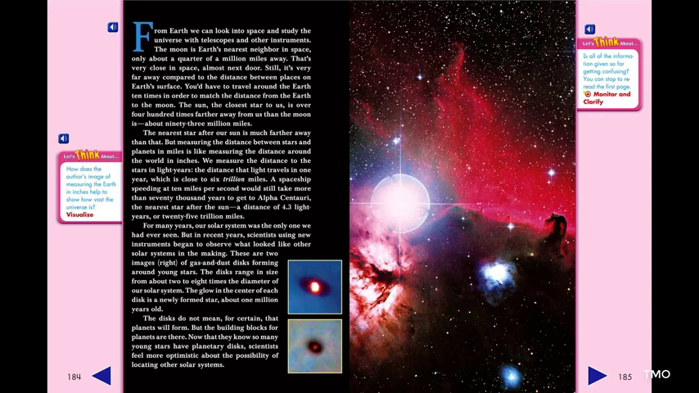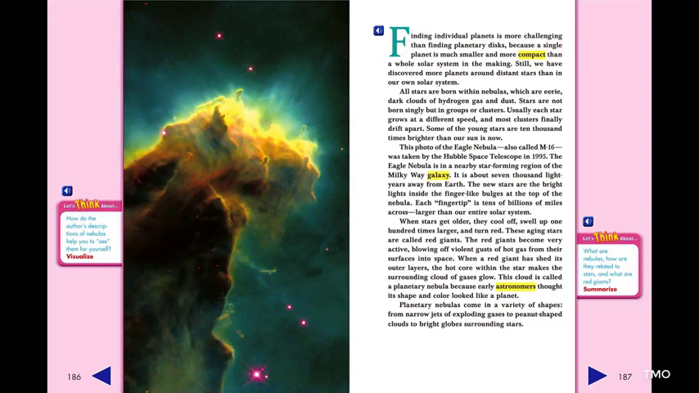Now that they know so many young stars have planetary disks, scientists feel more optimistic about the possibility of locating other solar systems. Finding individual planets is more challenging than finding planetary disks because a single planet is much smaller and more compact than a whole solar system in the making. Still, we have discovered more planets around distant stars than in our own solar system.